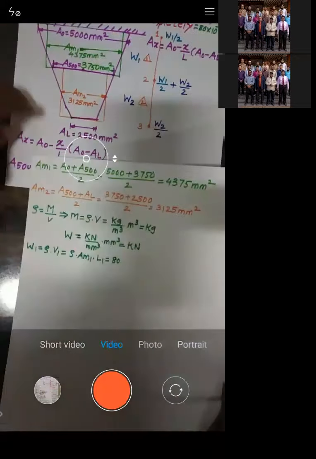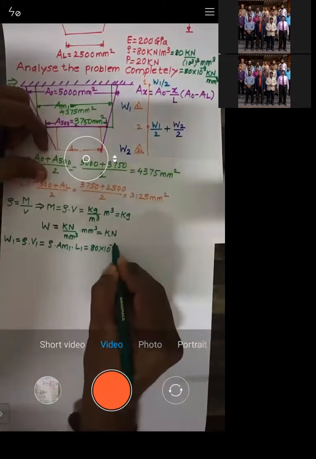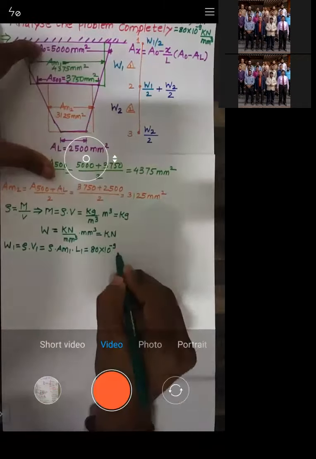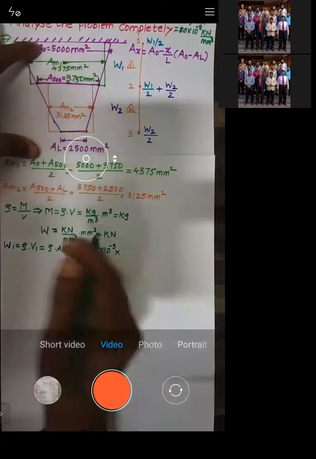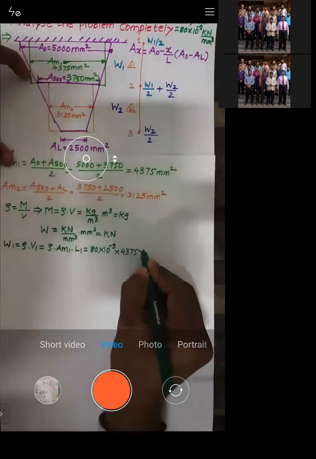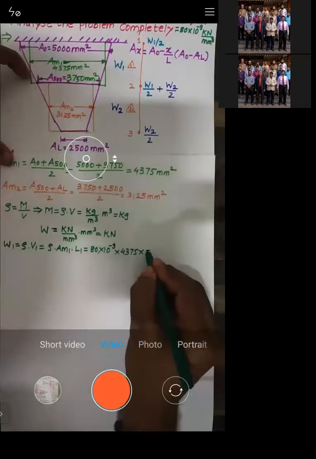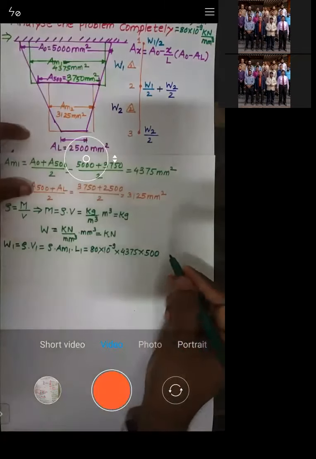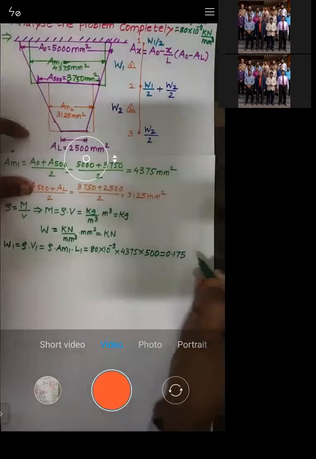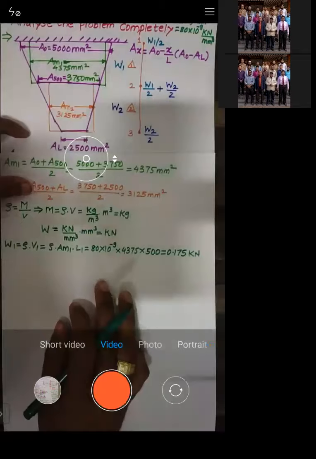80 into 10 raised to power minus 9, right? 80 into 10 raised to power minus 9 multiplied by, see, this is density, mean area of element number 1, it is 4375, into length of element number 1. Each element it is of 500 mm, right? So we will get this value as 0.175, and that is basically kilonewton. 0.175, that is kilonewton, right?